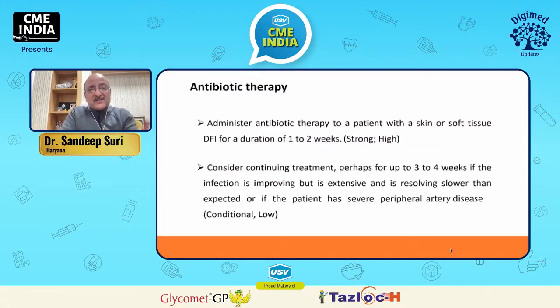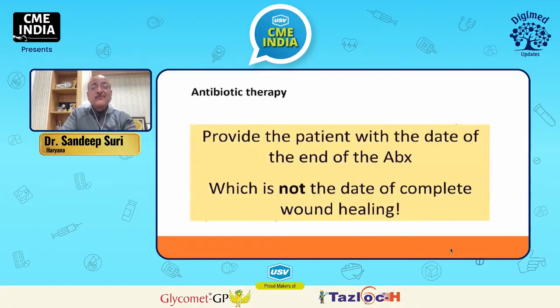Now, administer antibiotic to a patient with a skin or soft tissue infection or diabetic foot infection only for 1 to 2 weeks. Don't keep on giving an unnecessary duration of antibiotic. Nothing more is required. 1 to 2 weeks. Consider continuing antibiotic if there is slow healing or some vascularity is involved. You can continue even up to 3 to 4 weeks. But traditionally, it is 1 or 2 weeks of antibiotic that is required. So this point is very important.